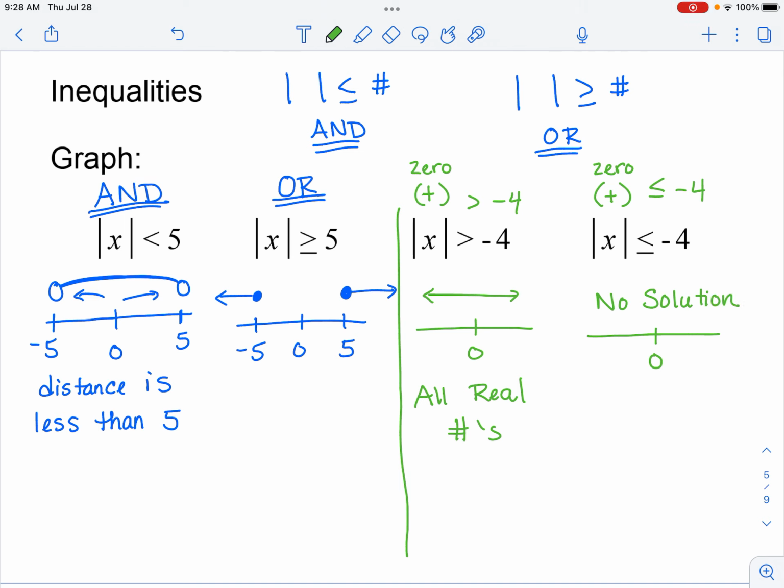And again, there are other ways for a no solution to pop up, and we'll see if they pop up when we're going through and we're solving these. So that's the overall gist to how I'm going to deal with these inequalities.